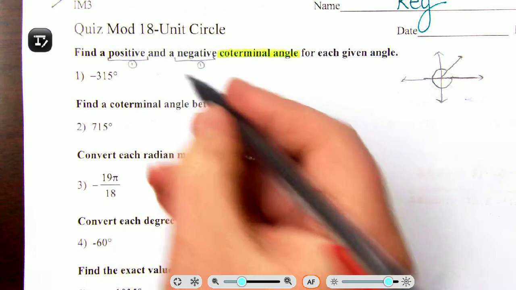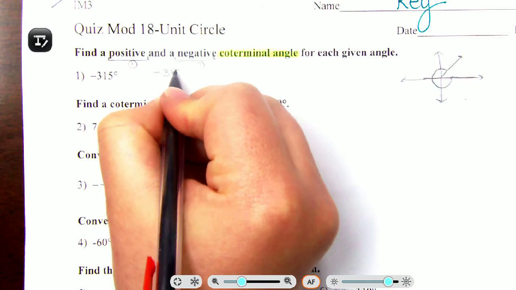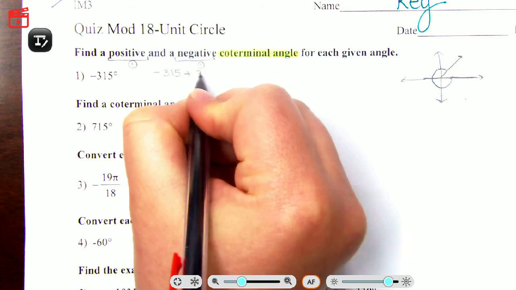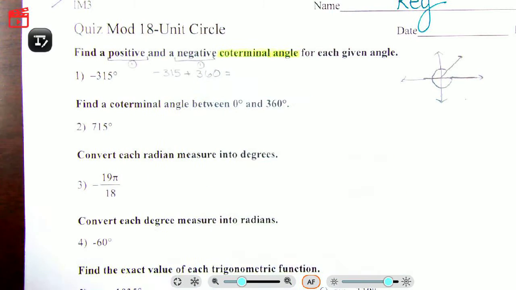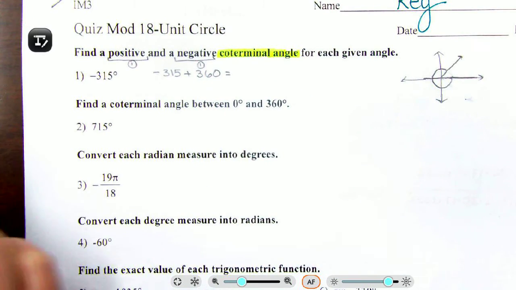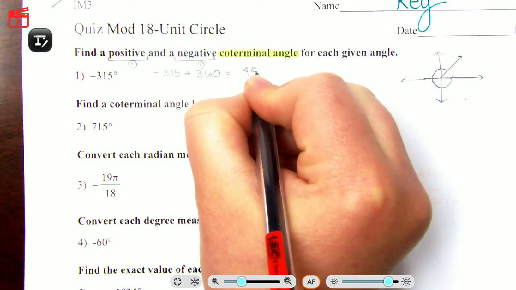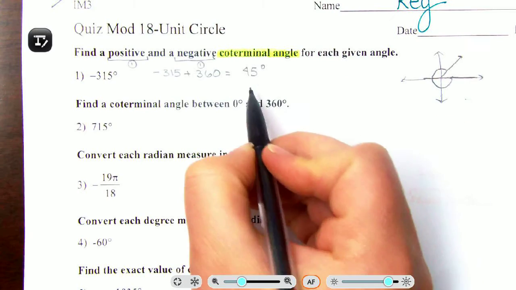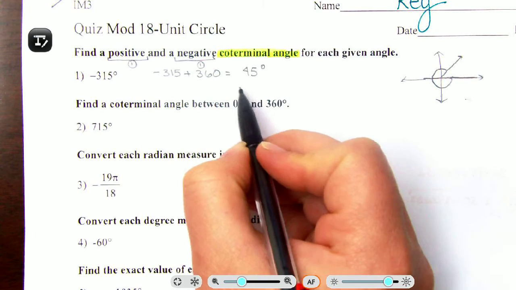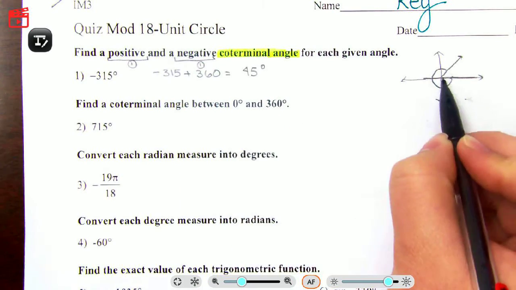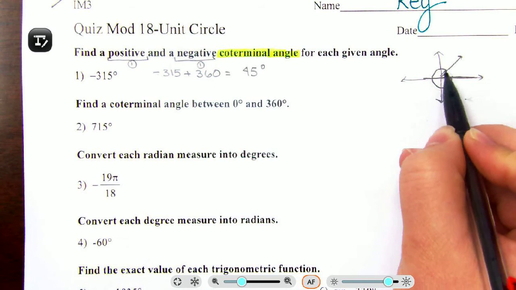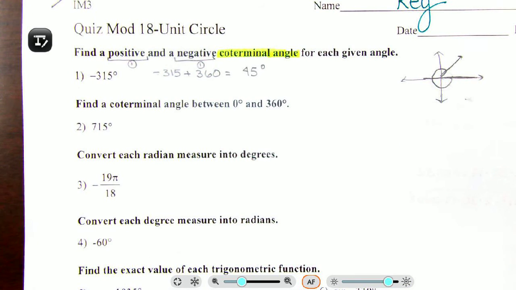The first thing we need to do, we have negative 315. I'm going to add a full rotation to that. So I have negative 315 plus 360, and that's equal to 45. So one of my coterminal angles is 45 degrees. That means I start and I stop at the same rays.